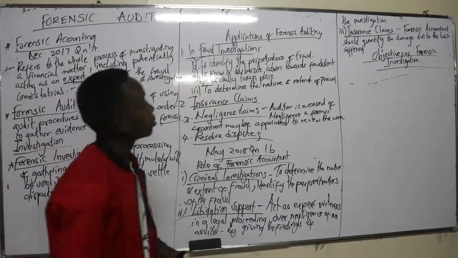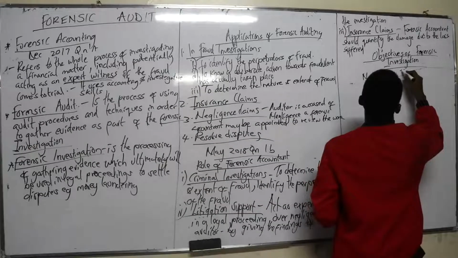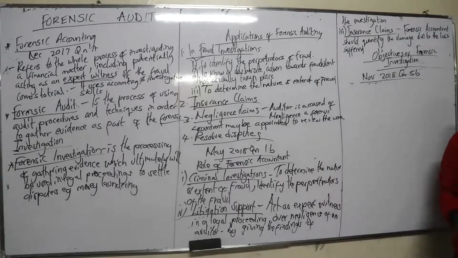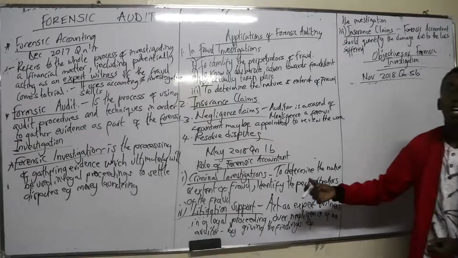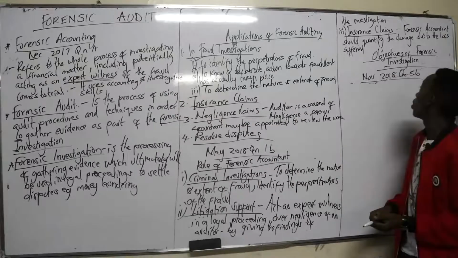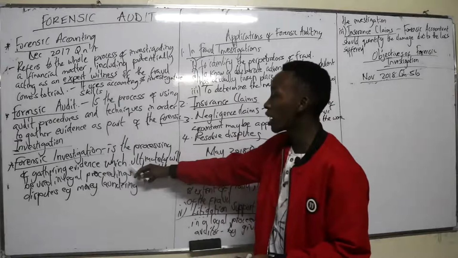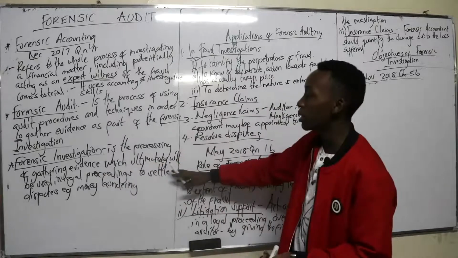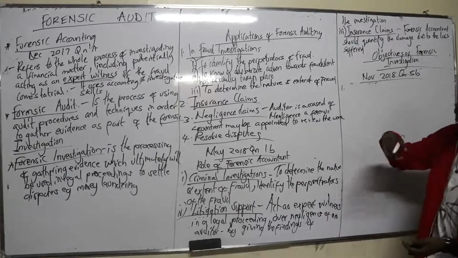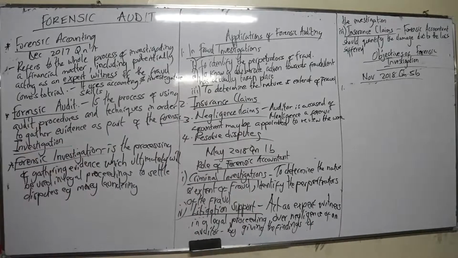November 2018, question 5B. If you are ever asked such a question in an exam sitting, one thing that you will need to know is how we define forensic auditing or forensic investigation. We've said that it is the process of gathering evidence which ultimately may be used in legal proceedings. One of the objectives is to identify fraudulent activities and also assist in legal proceedings.